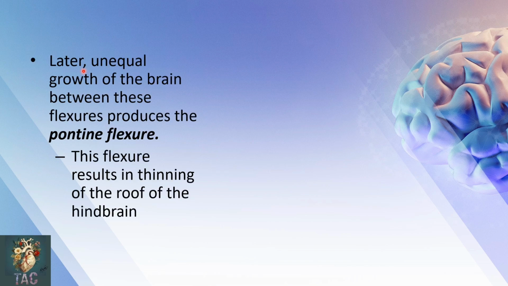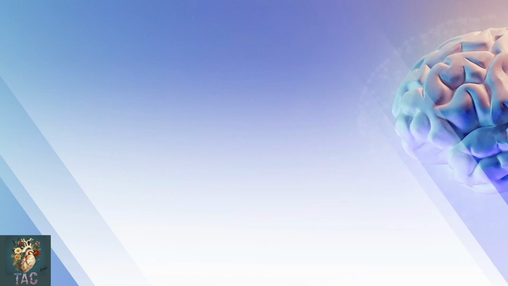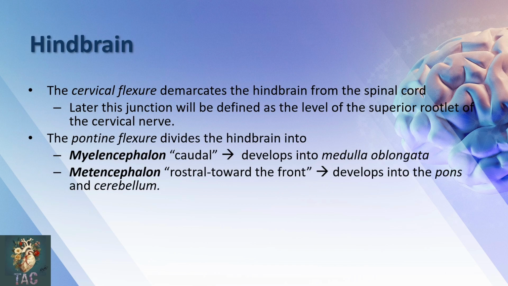Later the unequal growth of the brain between the flexures produces the pontine flexure, and this flexure results in thinning of the roof of the hindbrain. In this area, on the back, you can see the pontine flexure will form over here. The cervical flexure demarcates the hindbrain from the spinal cord, and later this junction will be defined as the level of the superior rootlets of the cervical nerves.